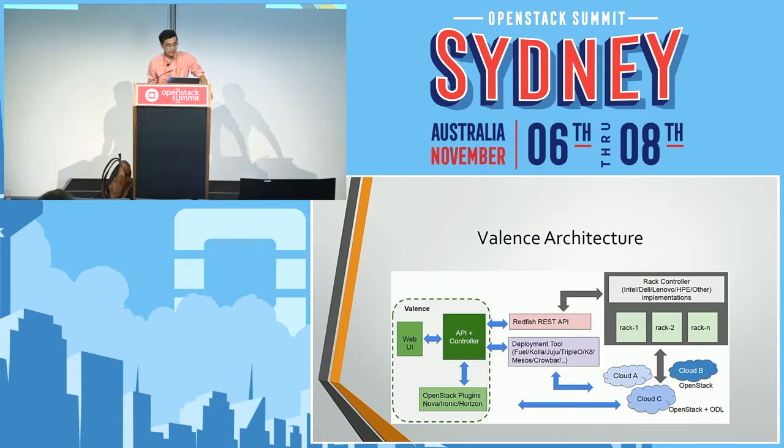Using Valence, the data center admin can compose a logical node either through the Valence web GUI or maybe through deployment tools and other admin tools, like Triple O, to deploy the OpenStack on the composed node. Once this logical node is composed, the admin can deploy OpenStack services on top of it, or just treat it as a legacy hardware node and provide it to the user as a bare metal resource.